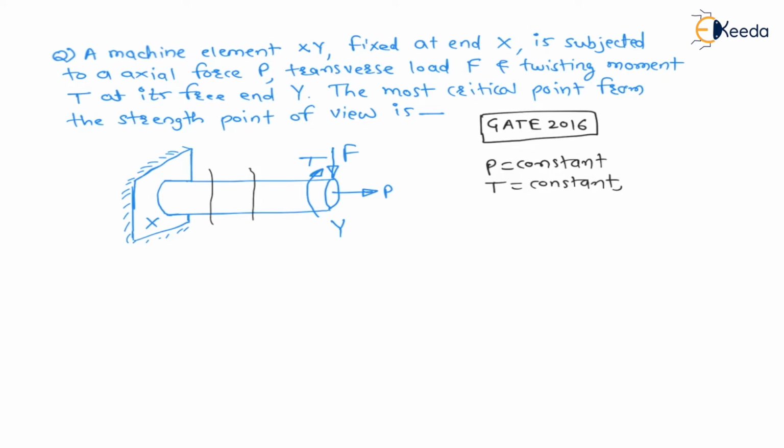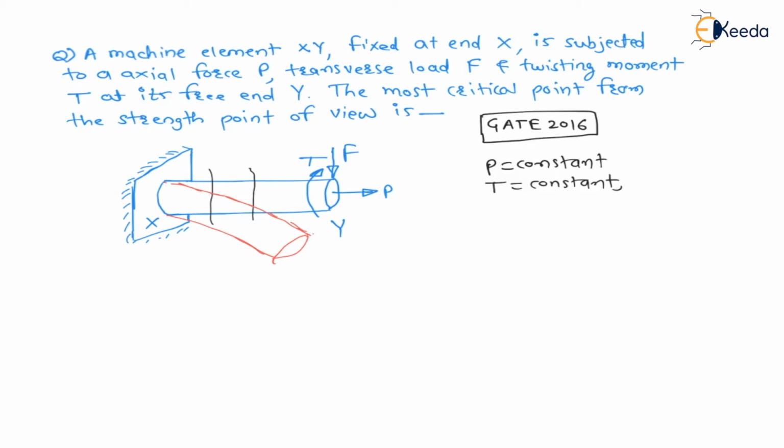Now due to this force F, there will be a bending moment. The beam is going to bend due to the applied force F. The beam will bend like this. This will be the bending shape. This is how the beam is going to bend due to force F. And as the length increases, the bending moment goes on increasing.